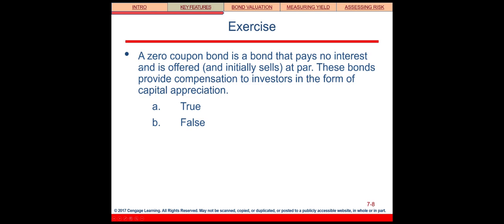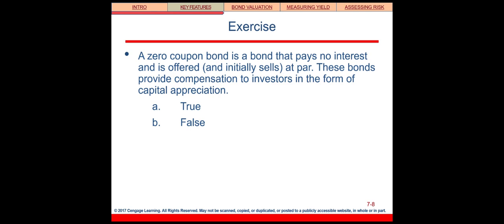Why is that? It's this part: a zero coupon bond is a bond that pays no interest and is offered at par. If the bond has no interest, then it will never be offered at par. Why? Because it doesn't make sense if the price right now is the par value, and then after a number of periods or days, when the bond matures, you still get paid the par value, the face value, right? So in this case, there is no gain for you at all. If you consider the opportunity cost, you are actually even losing money, right?